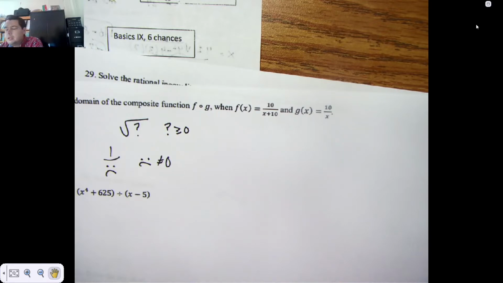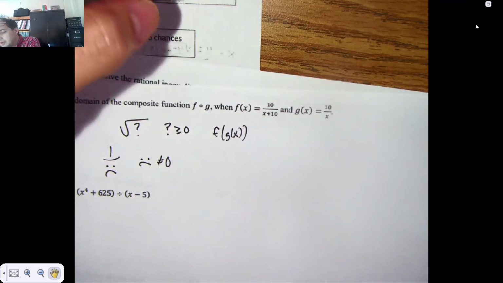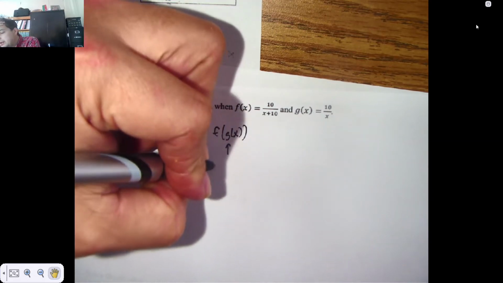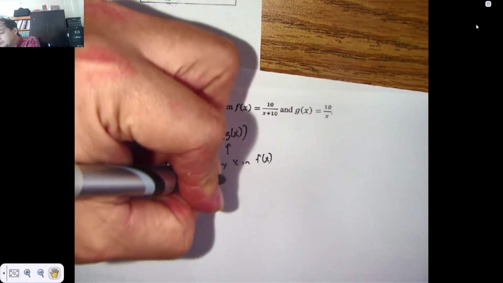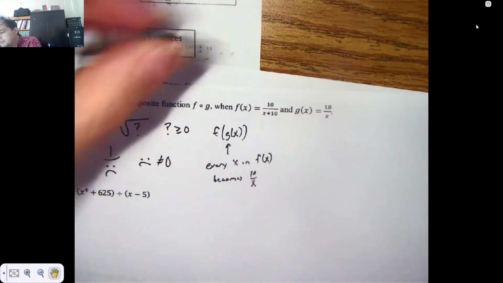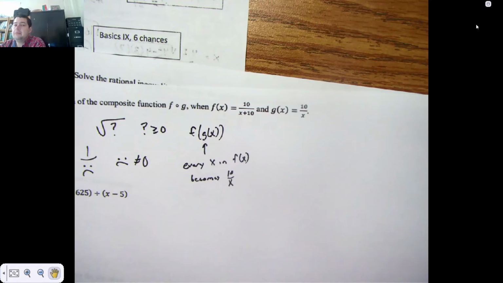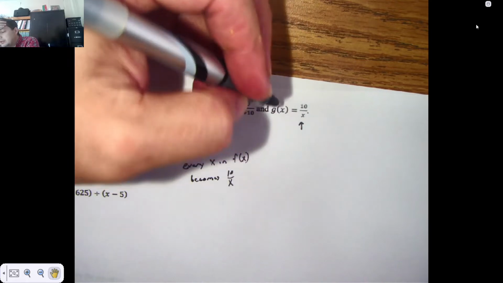That's it. So we're doing what's called a composition function. This is f composed of g, better known as f of g of x. And what that means is every x in f of x becomes g of x, which is 10 over x. There's the deal right there. All right. Now, the first thing I notice when I look at g is that x cannot be 0.